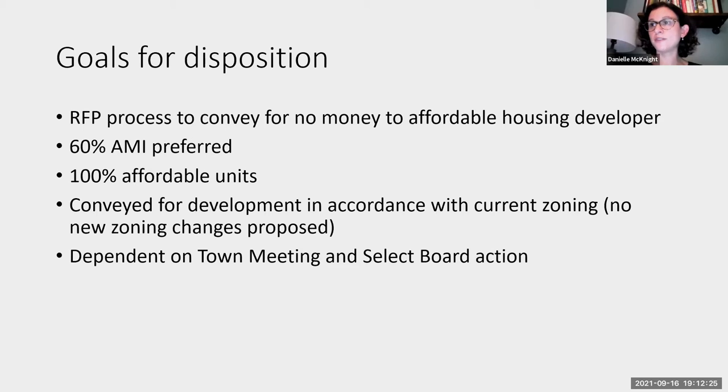Our goals for conveying the property: the CPC would like for the town to convey these properties for no money to an affordable housing developer. It's not something that we're hoping the town would make a profit on. We're not recommending market rate development, as I mentioned. The preference would be for 60% area median income and for all affordable units. No new zoning changes are proposed for these. We would not necessarily be entertaining a town meeting action to allow for anything different than what they are zoned for. We expect the process to be used to be a request for proposals.